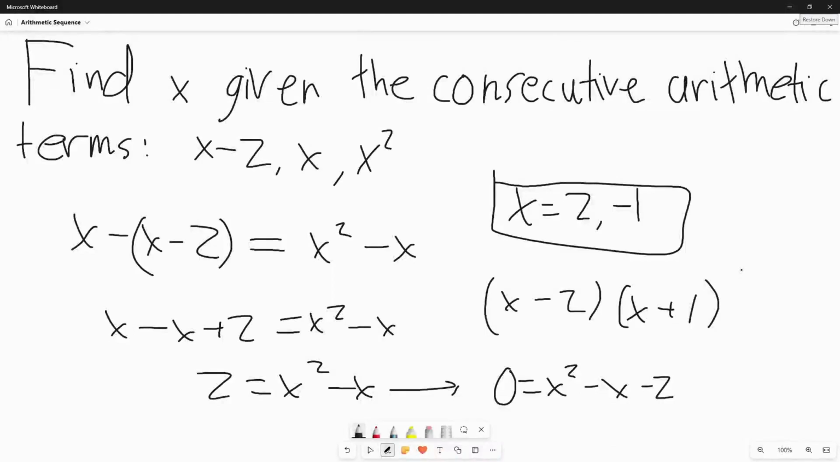Everything that I explained and all the problems that I went through is everything that you need to know for the basics of arithmetic sequences. There's another type of sequence called geometric sequences, which we will talk about in the future. But for now, we are just focusing on arithmetic sequences, and this video teaches everything that you need to know about them.